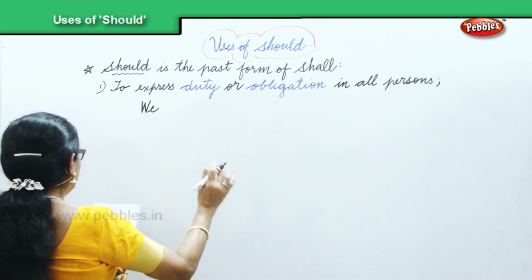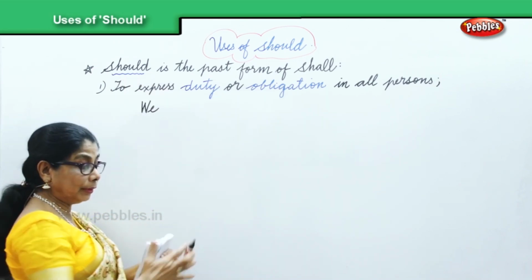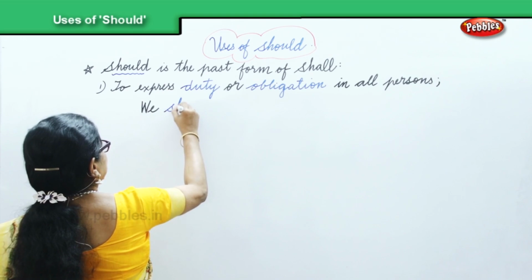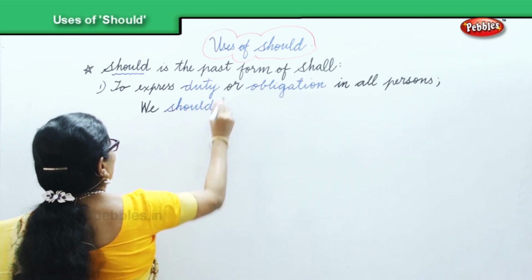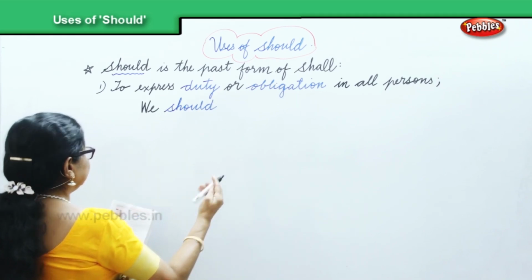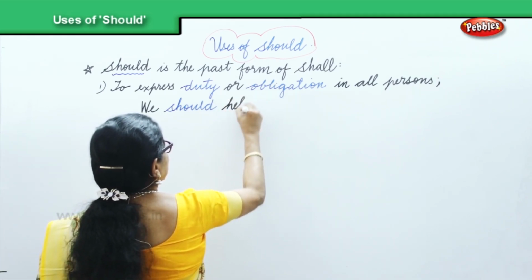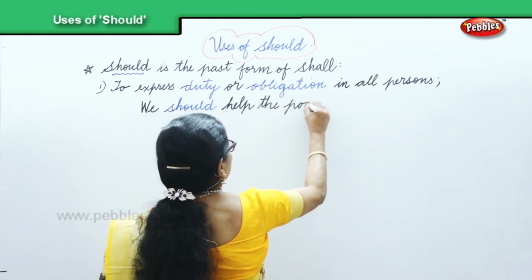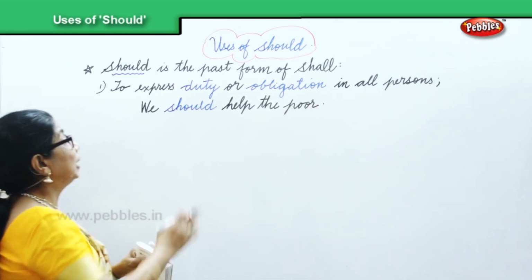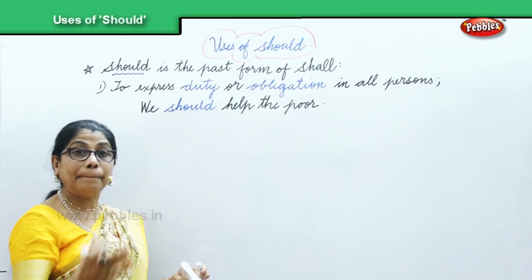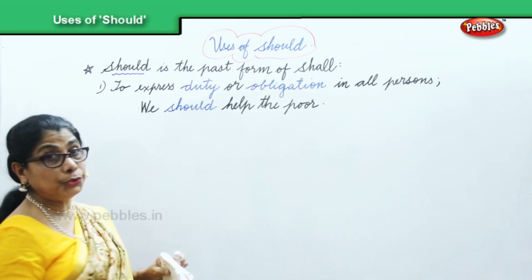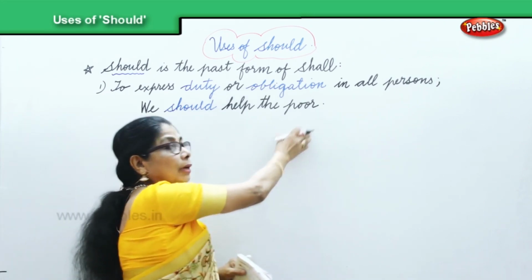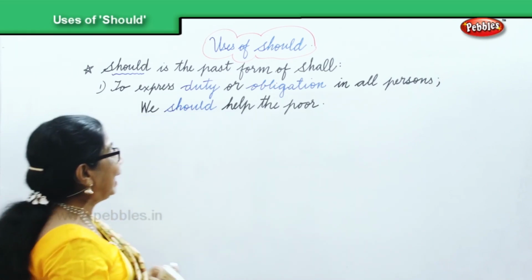Normally, right? So, we'll say we should help the poor. So, how will we express this? We should help the poor. Should is used, the past form of shall. We shall help the poor. But the should is used here to express duty, obligation, our obligation to the poor. We should help the poor.